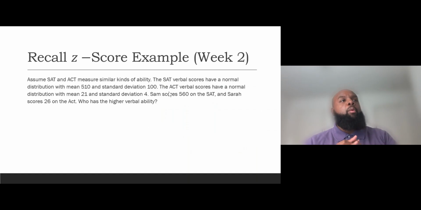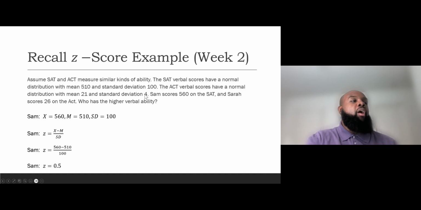Remember we did that example in week 2 where we had SAT and ACT scores for 2 students? Those scales are from a normal distribution, right? The SAT had a normal distribution with a mean of 510, standard deviation of 100. The ACT had a mean of 21, standard deviation of 4 for that normal distribution. So we saw that Sam, his score was 560. We converted it to a Z-score.